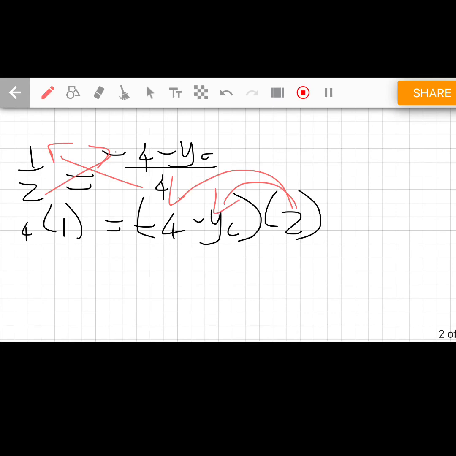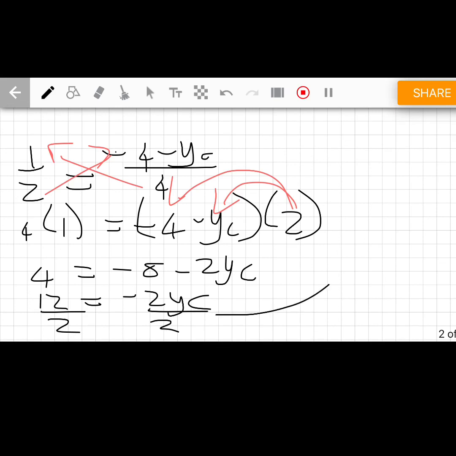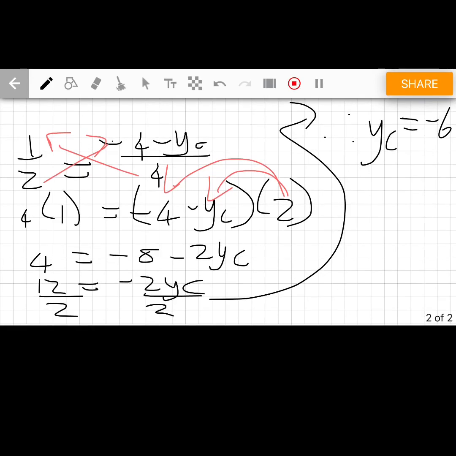Okay, so this is going to be 4 is equal to negative 8 and negative 2yc. Then I'm going to get yc alone, so I'm going to take the 8 to the other side, and that becomes a 12 equal to negative 2yc. Then I'm going to divide both sides by 2. Therefore, y of c is equal to negative 6. Alright, and it is a negative because it's below on the y-axis, and all of those values are negative.